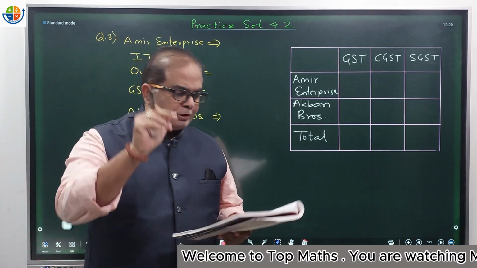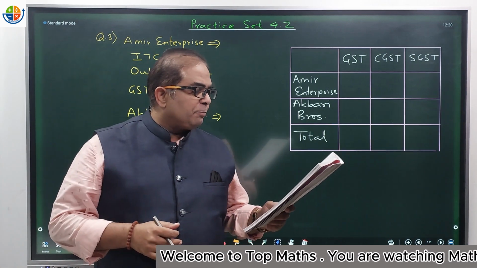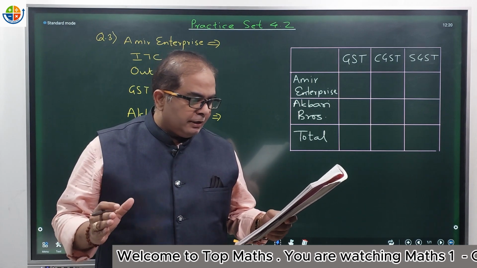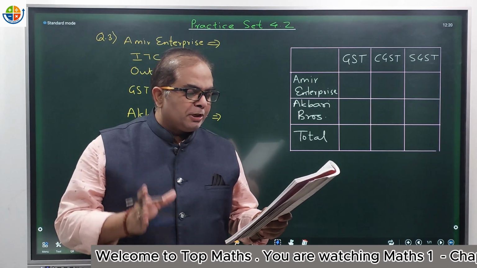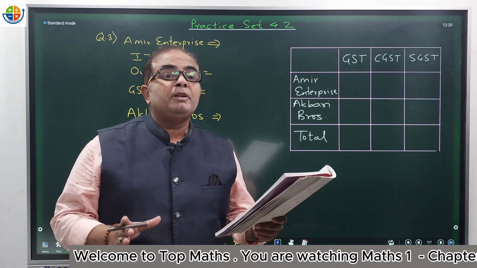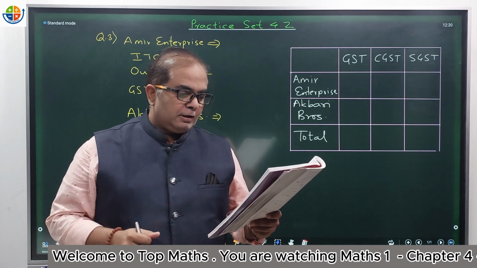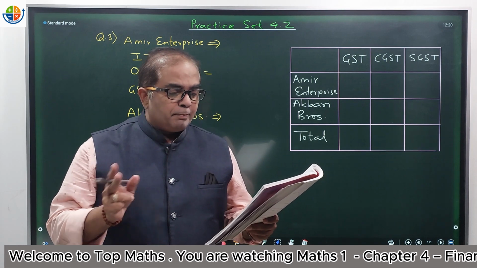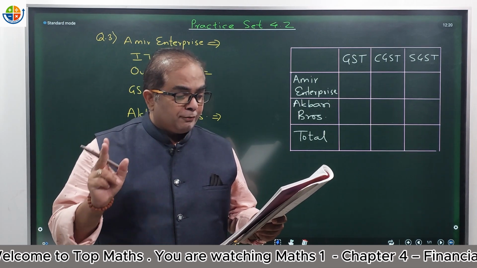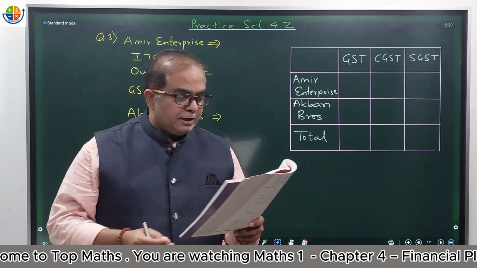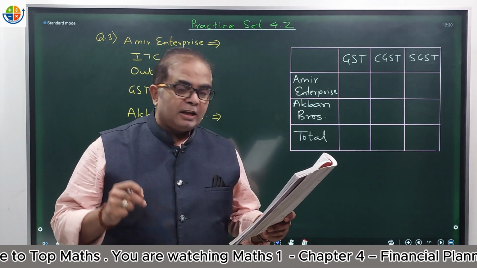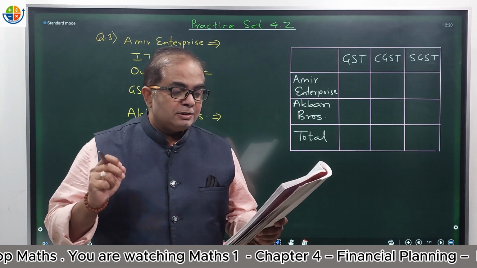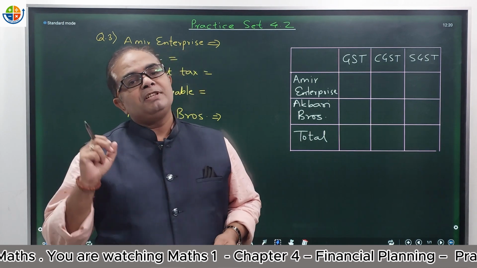Let's learn the third question. Amir Enterprise purchased chocolate sauce bottles and paid GST of rupees 3,800. He sold these bottles to Akbari Brothers and collected GST of rupees 4,100. Mayank Food Corner purchased these bottles from Akbari Brothers and paid GST of rupees 4,500. Find the amount of GST payable at every stage of trading and hence find the payable CGST and SGST.